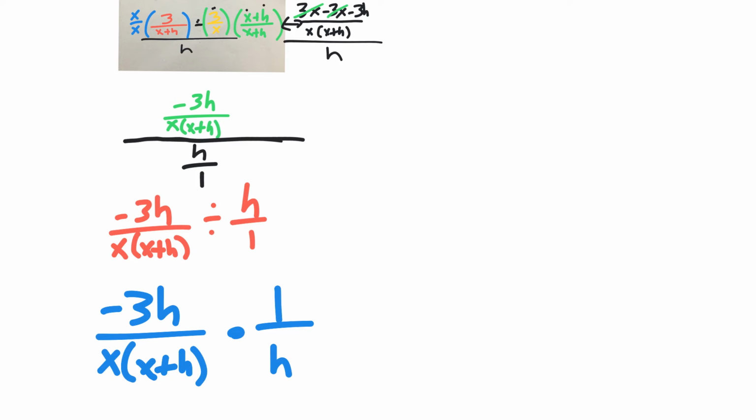Now I can perform this multiplication. So I'm looking to cross reduce. I have an h and an h that will reduce out. That leaves me with negative 3 times 1 is negative 3 over x times x plus h in the denominator.